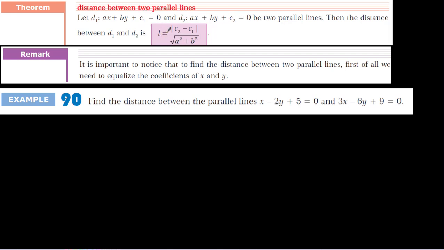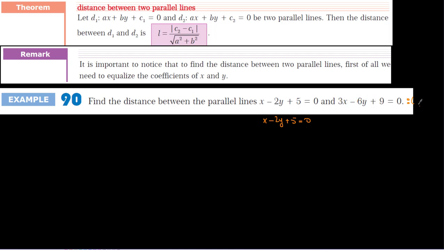In the formula, L is equal to C2 minus C1 in absolute value, all over the square root of a square plus b square, where a and b of D1 and a and b of D2 are equal to each other. As you see here, the coefficients should be equal to each other. If they are not, we should make them equal. We are going to see this here also. Let's say the first line is x minus 2y plus 5 is equal to 0. And for the second one, we are going to divide by 3, because all of them are multiplied by 3, as you see.